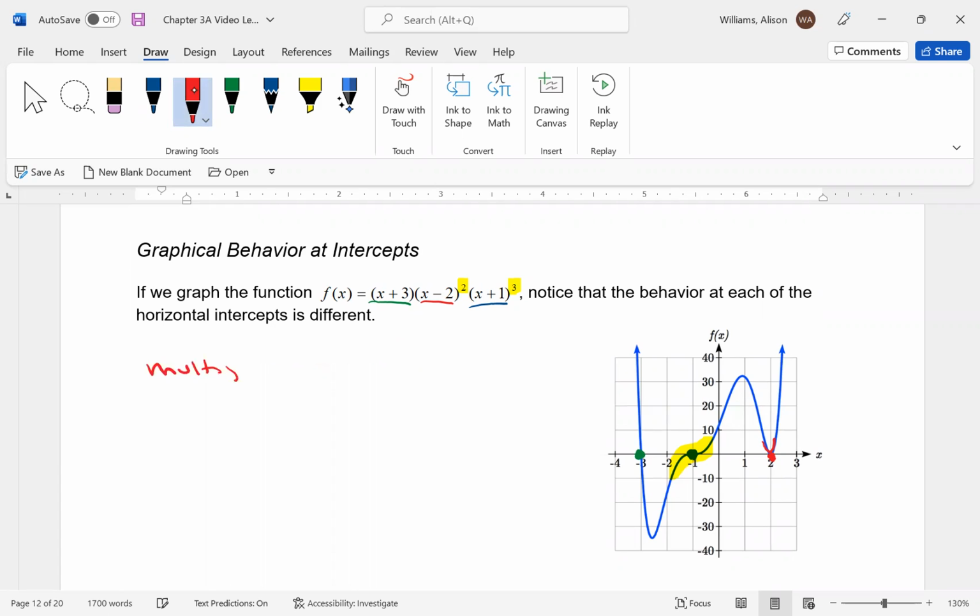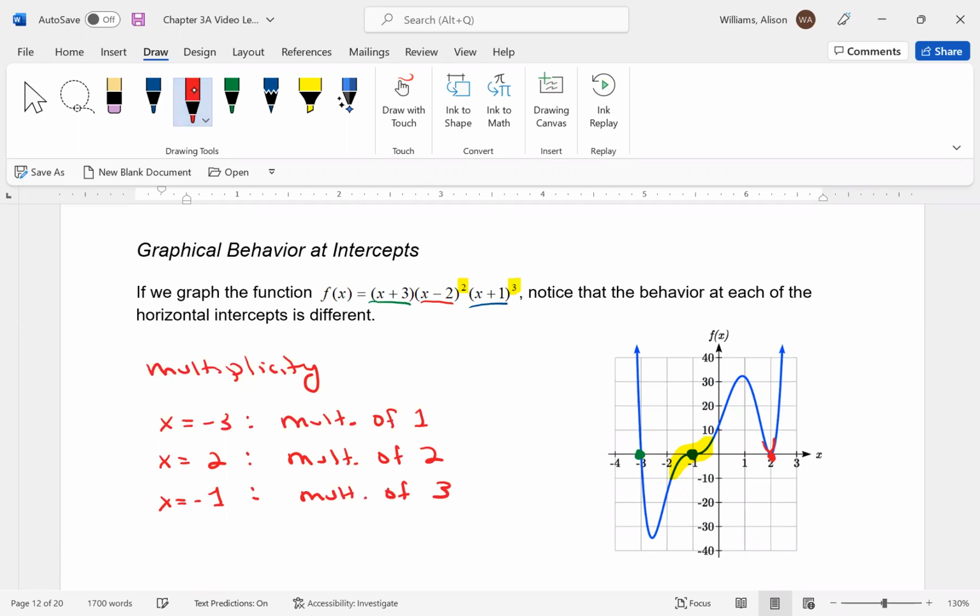So at the factor of x plus 3, or x equals -3, that one has a multiplicity, I'm going to abbreviate that MULT, of 1. At x equals 2, that one has a multiplicity of 2. And at x equals -1, that has a multiplicity of 3. And it mimics different behaviors at the different multiplicities.